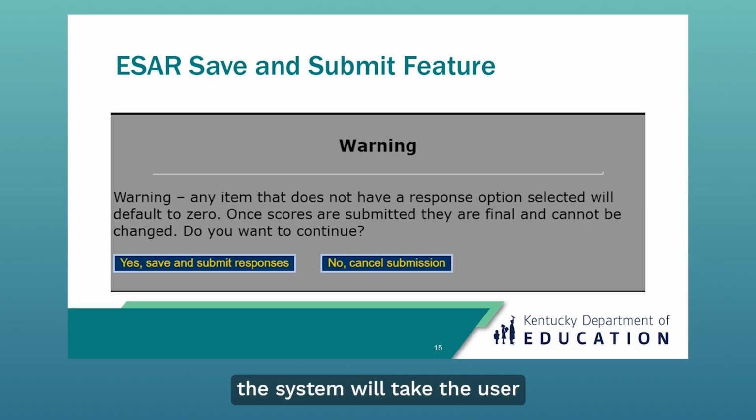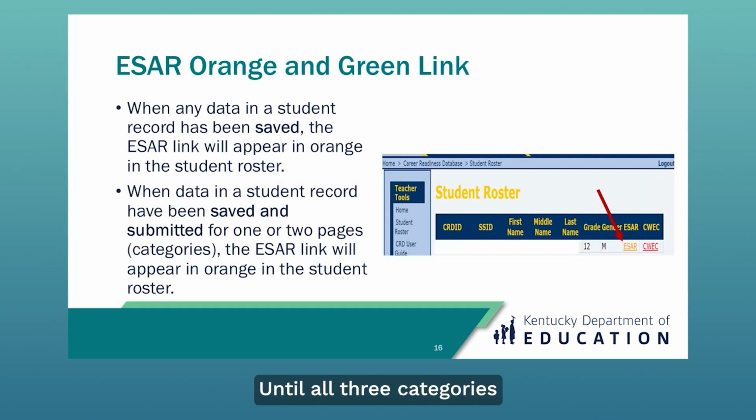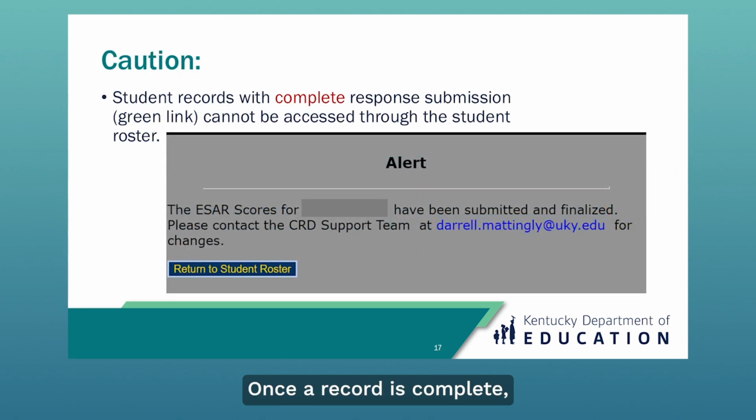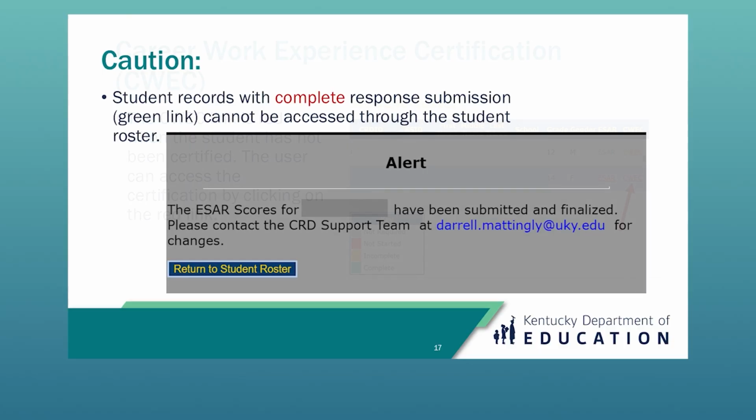Once data is submitted, the system will take the user to the next ESAR category, such as Functional Academic Skills, until all 3 categories have been saved and submitted. Until all 3 categories have been saved and submitted, the ESAR link will appear orange. Once all 3 categories have been submitted, the link will appear green. Once a record is complete, meaning all 30 responses have been entered, and the link is green, the record is no longer accessible via the student roster link. System alert messaging will provide support contact information. Click the Return to Student Roster link to exit the alert.